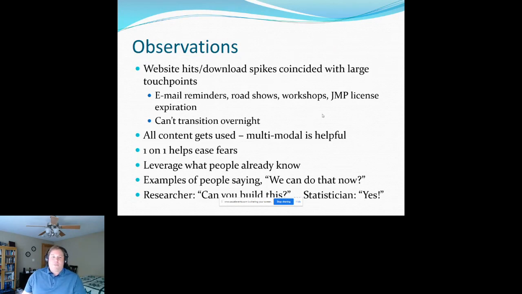We actually saw a bunch of website hits and download spikes that coincide with every large touch point we made, whether it was an email reminder, a roadshow, a workshop. And unfortunately, when their JMP licenses finally expired, there was another hit to those spikes. So basically the message is you can't do this overnight. The more contact you have with people, the better.